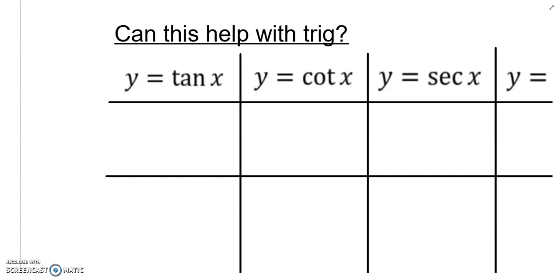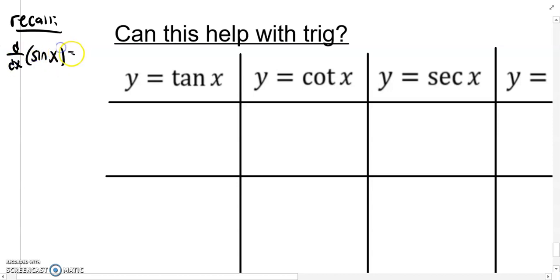Everyone, and welcome to the last video of the product and quotient rule. And in this last video, we're going to use the quotient rule to help us derive the last four trig functions.